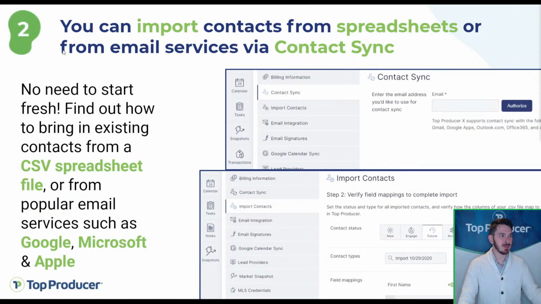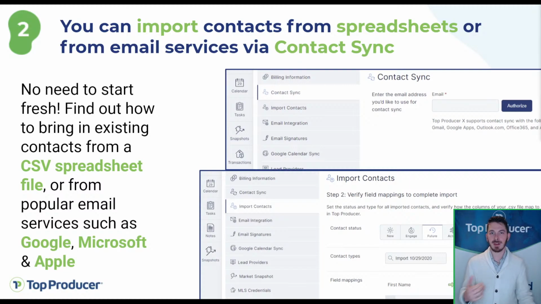Yeah, so as you can see here, I'm saying you can import contacts from spreadsheets or from email services via contact sync. So maybe you have a spreadsheet with contacts that you're bringing in from an older CRM, maybe from your MLS, or maybe a spreadsheet that you've even just put together yourself. Chances are we can import that to help get you started with your Top Producer database. And maybe you're a Google user or an Office 365 user, for example, or even an Apple iCloud user, and you have some contacts that are saved in your iCloud from your iPhone, your Google account from your Gmail, things like that. We can also use Contact Sync to help get those contacts in.